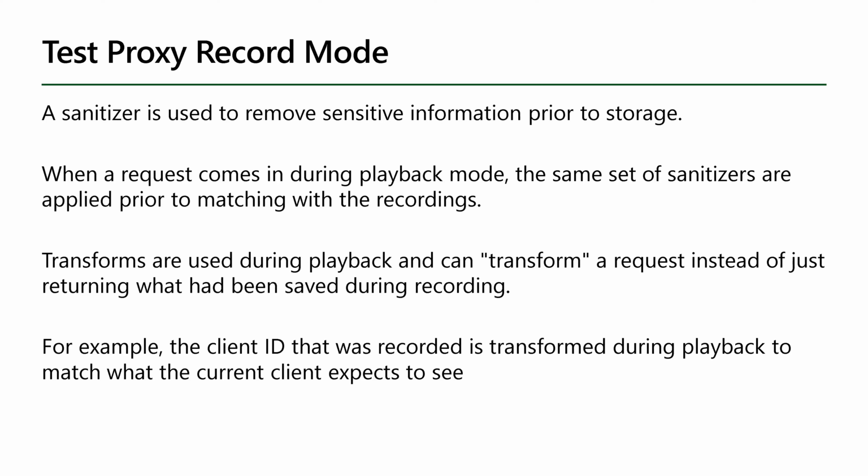Some quick notes about recording. A sanitizer is used to remove sensitive information like secrets before the info is written to disk. During playback, the same sanitizer is applied to the request and response for matching purposes. Transforms are used to modify a request or response to match what has been recorded. For example, the client ID that was recorded likely needs to be changed to match whatever the playback client ID will be.